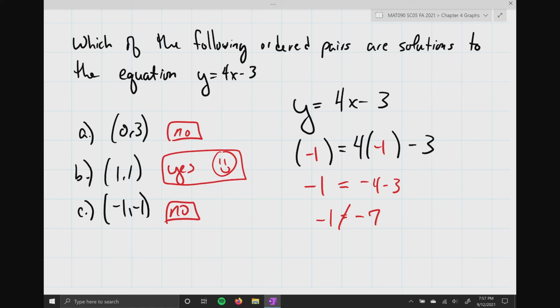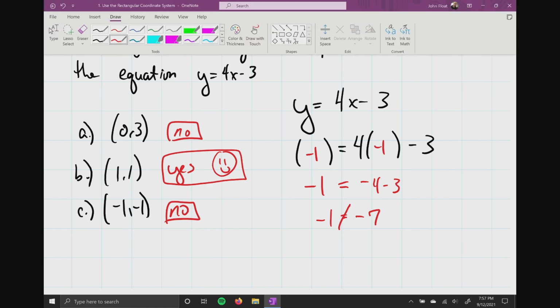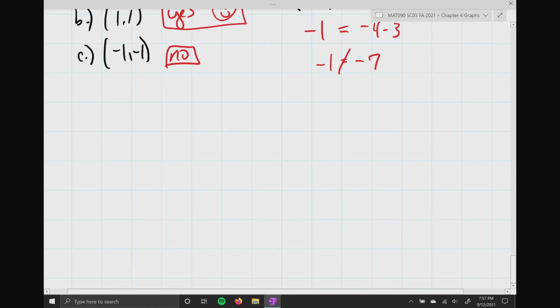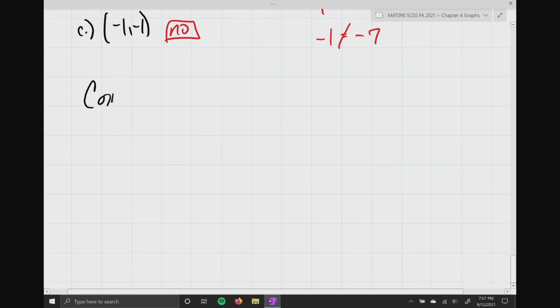So I hope that clarifies the statement that linear equations in two variables can have infinitely many solutions. It's because if it's a point on the line, it's going to be a solution. Otherwise, it is not. All right, so let's move on to the next topic, which is completing a table.